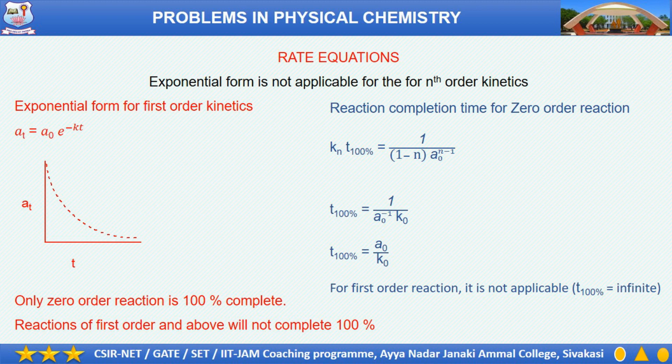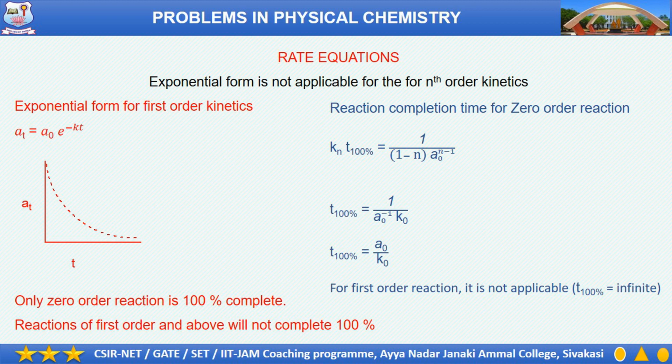Here, note the change. Here only it is changed. Put n equal to 0: t_100%, the time taken for 100% completion, is 1 by K0 into A_0 to the power 0 minus 1, giving A_0 by K0. This is the time taken for completion.